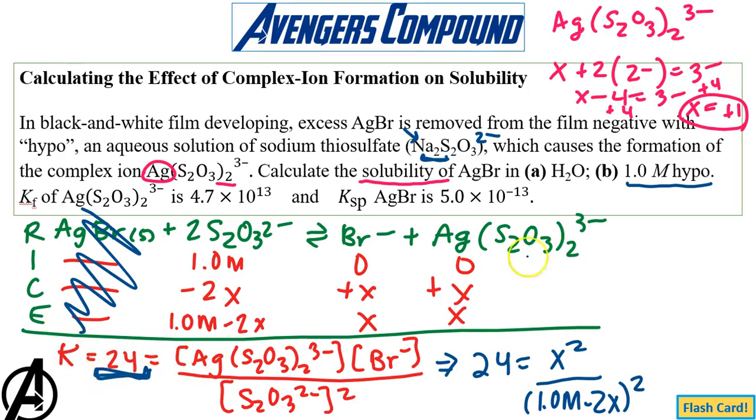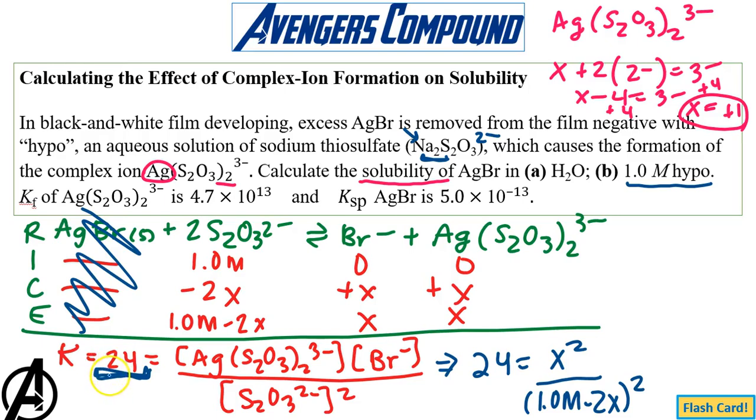So K overall is going to be our products divided by our reactants. And so we have to go ahead and fill out our equilibrium amounts. We start off initially with 1.0 molar here, 0, 0 for our products. We change by minus 2x because there's a 2 here, and then we have x and x. Therefore, we're going to have 1.0 molar minus 2x at equilibrium for our thiosulfate, and then x and x as our molar solubility, which is what we're trying to solve for. Right, folks?